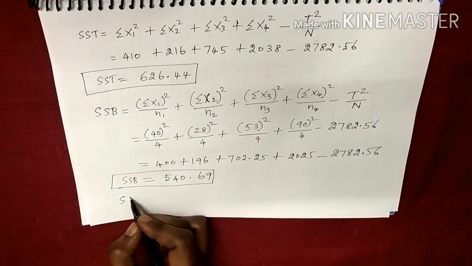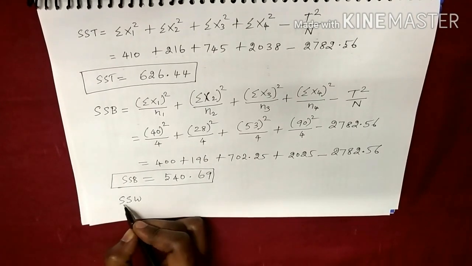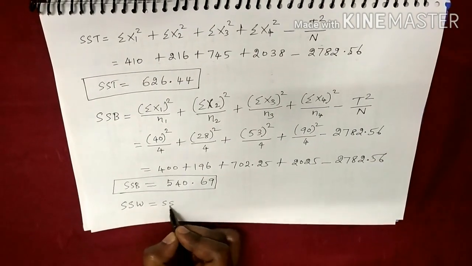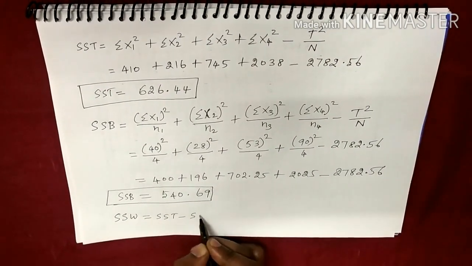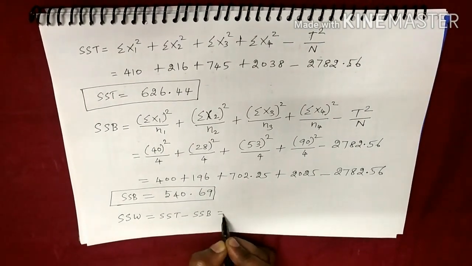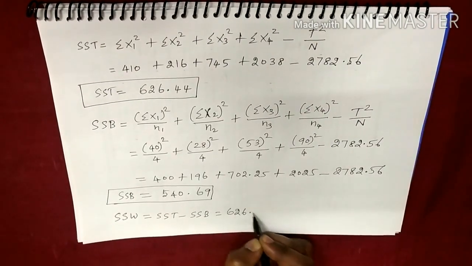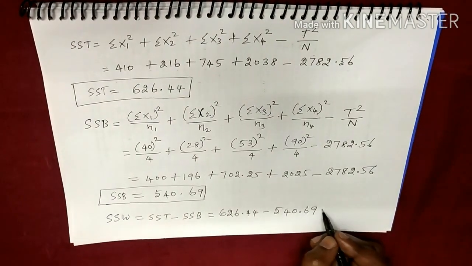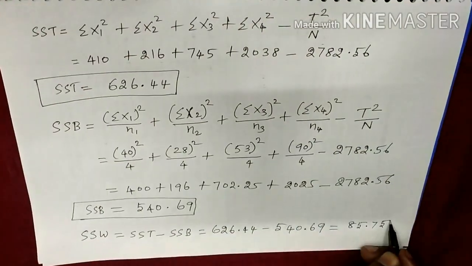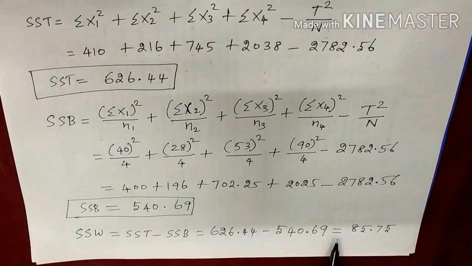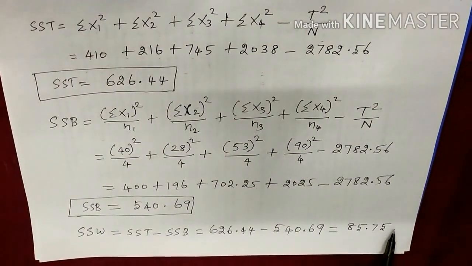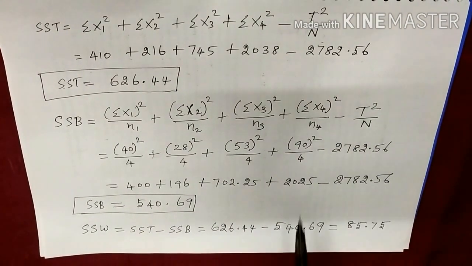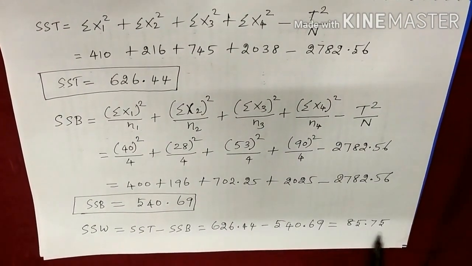Final one is SSW, sum of squares within sample. This is very simple. SST minus SSB. SST value is 626.44. SSB value also we got. Subtract these two. This time we should not subtract the correction factor because already in SST as well as in SSB we already subtracted the correction factor. So again no need to do here.